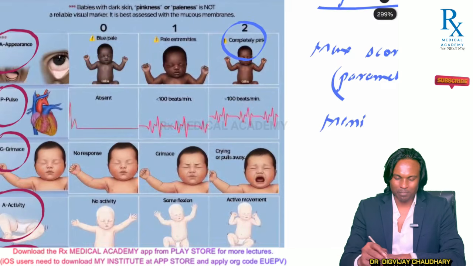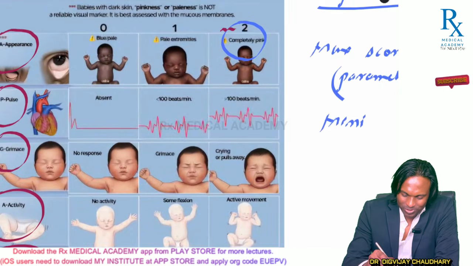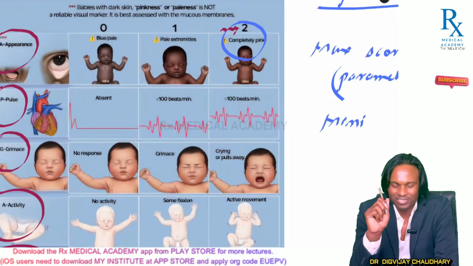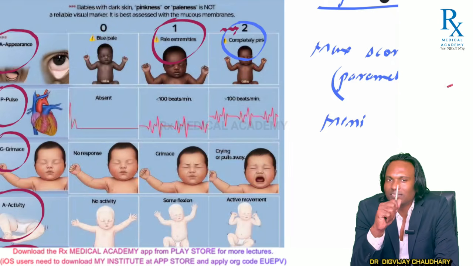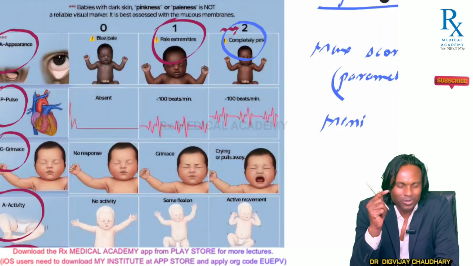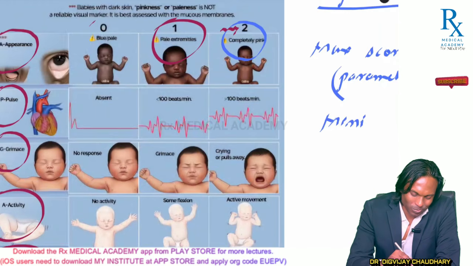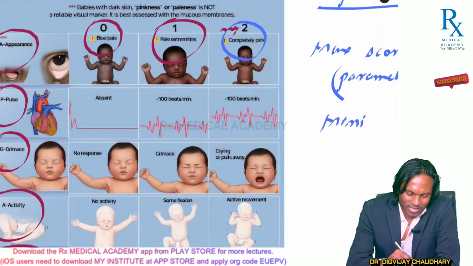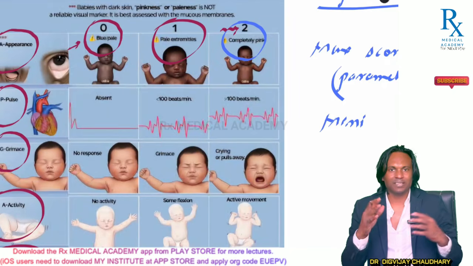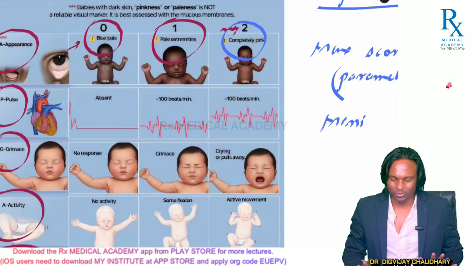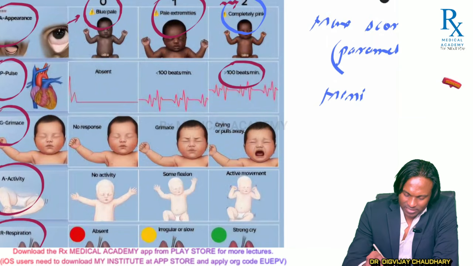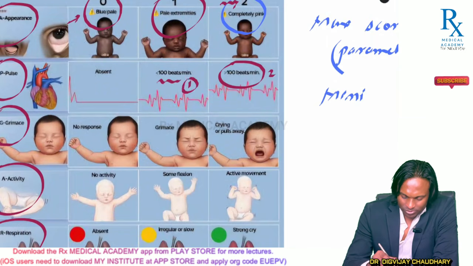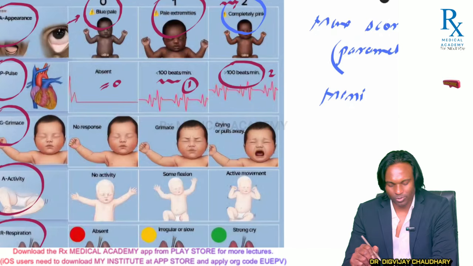If baby is completely pink, you have to give a score of 2. It means that everything is good. And if extremities are pale or cyanosed, then you have to give a score of 1, that is acrocyanosis, that is almost always present at the first minute. And if the baby is completely cyanosed or pale, a score of 0 should be given. Now, what about pulse? Heart rate more than 100, consider normal, give a score of 2. Less than 100, score of 1. And if it is absent, give a score of 0.